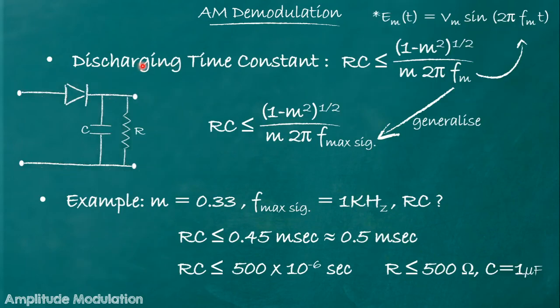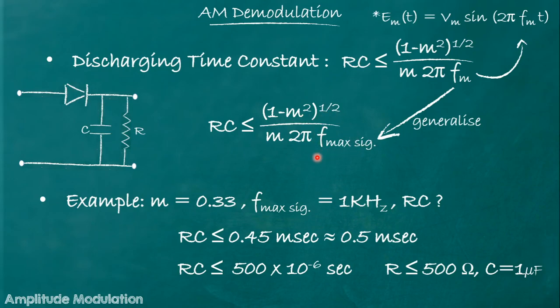So here we got that the discharging time constant RC must be less than or equal to (1 minus m squared) raised to 1 by 2, over m 2π fm. This is the relation between RC, m and fm, where fm is the frequency of the information signal. Here we have considered a sinusoidal information signal having a single frequency fm, but in general, if your information signal contains many frequencies, then fm will be replaced by the maximum frequency present in the signal. So this is our final equation for RC, which shows the relation between RC, the modulation index m, and the maximum frequency in the signal.